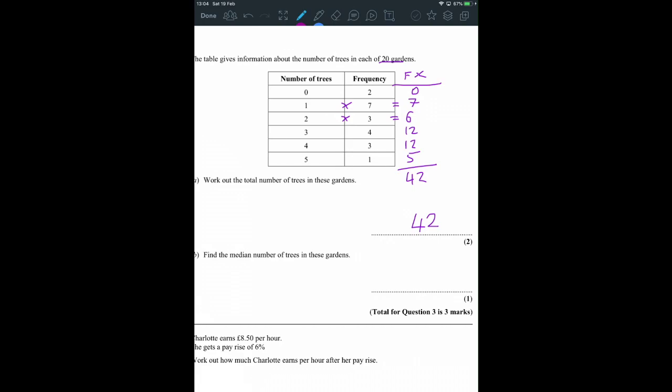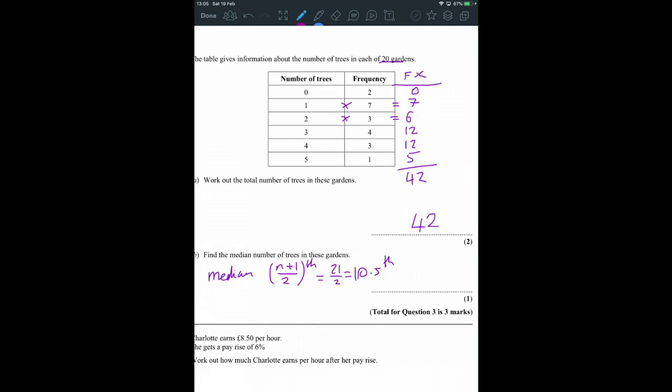The median number of trees in these gardens, well, the median is halfway up, and you may remember the formula n plus 1 over 2 to find where the medianth tree is. That's 21 over 2, so we're looking for the 10.5th tree.